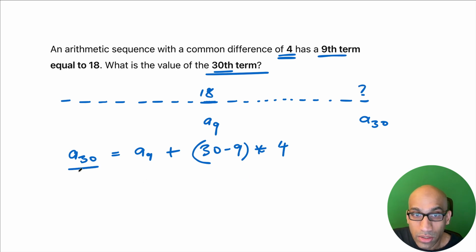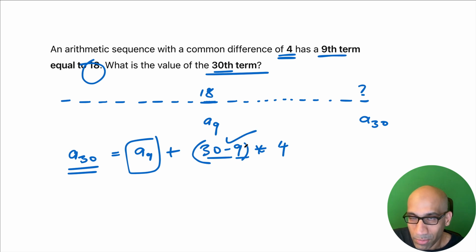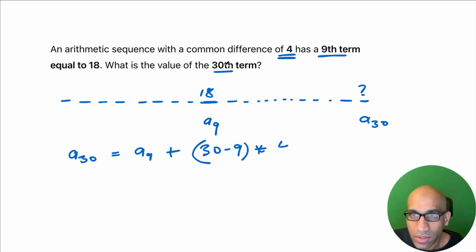Remember what we did? We took the 30th, and to find the 30th you take the 9th term, which is 18, and then you add it with 30 minus 9, okay? This is the important idea. Many times people forget this. So now see if you can try to find the next one. Instead of the 30th, see if you can find the 109th term. That's way out there, right? Even further out. So how do you do it?